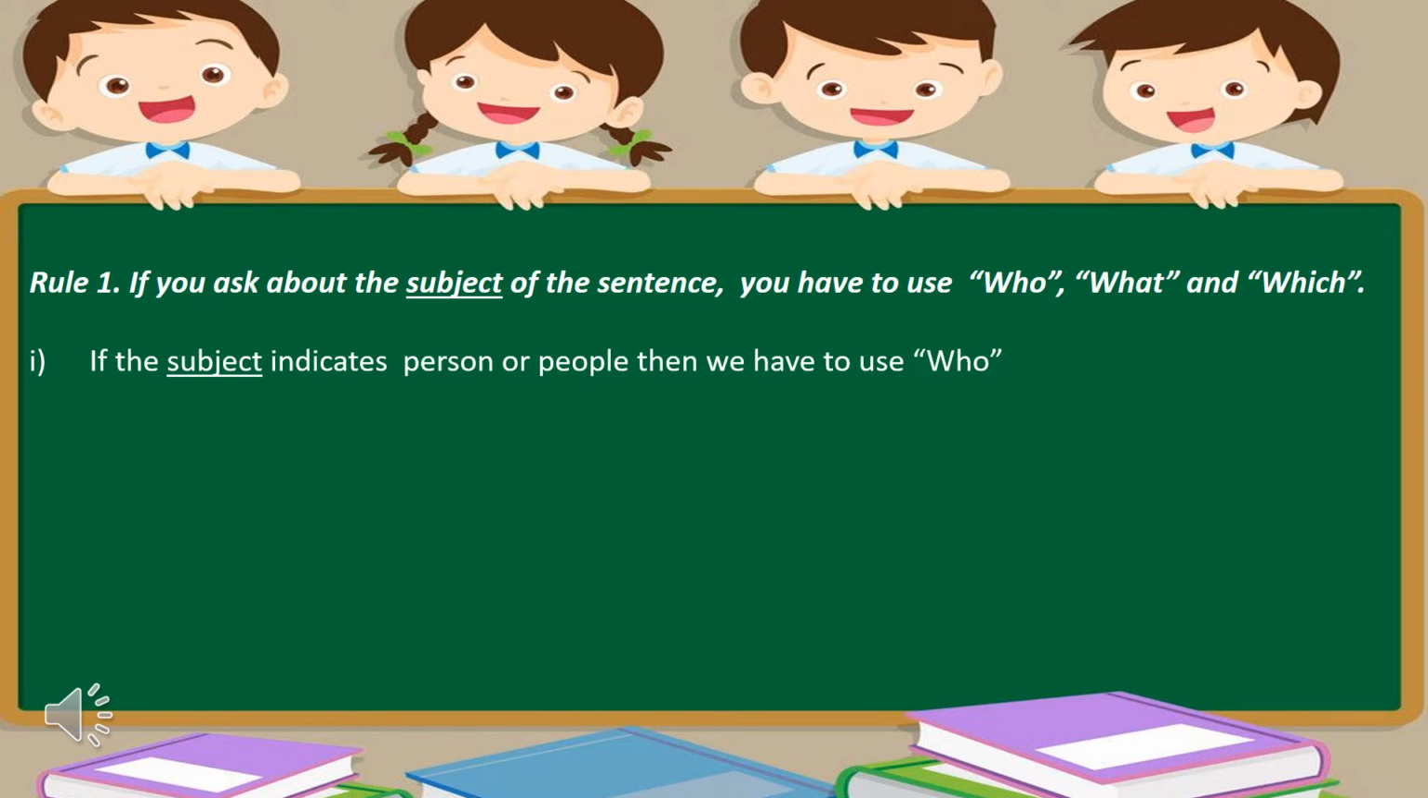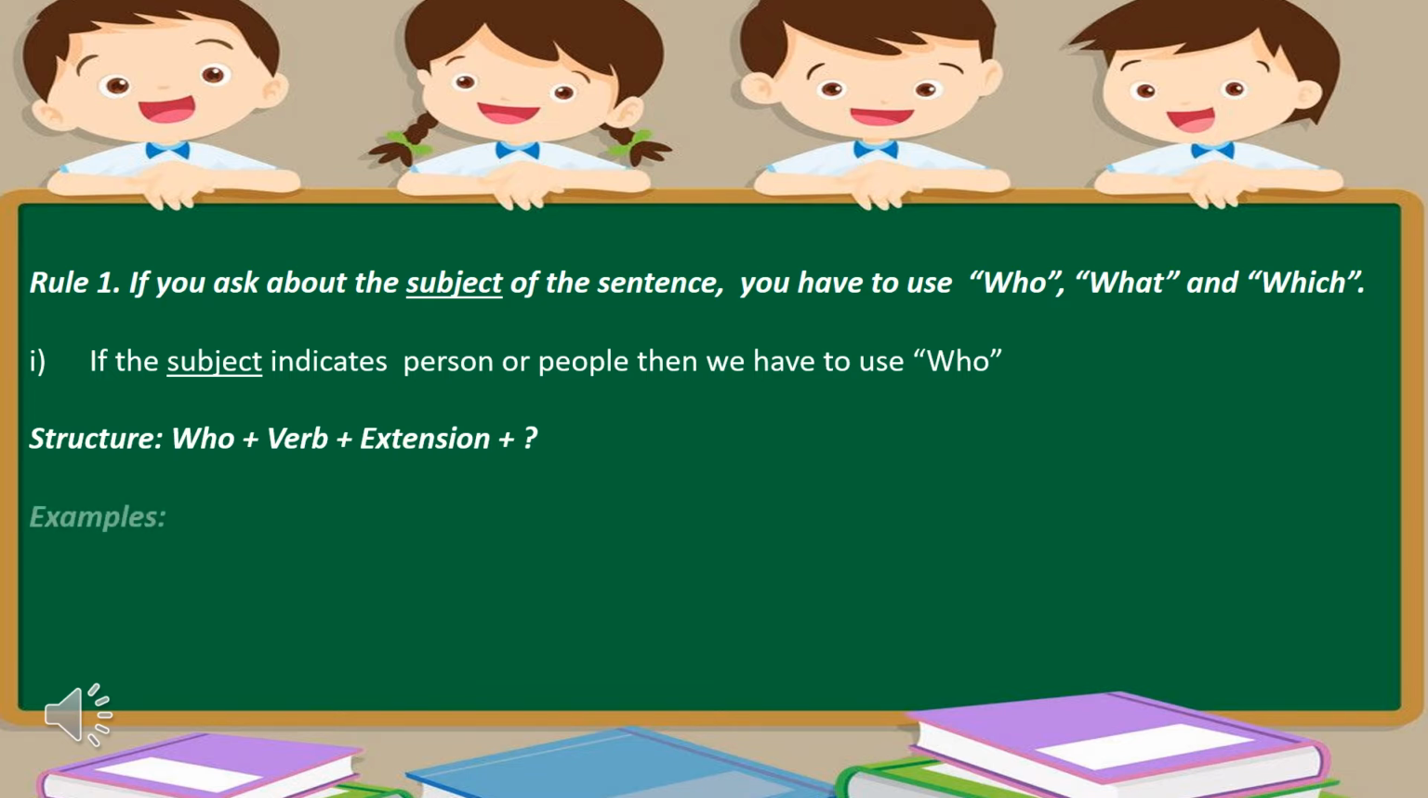Now the question is, when should we use who? If the subject indicates person or people, then we have to use who. We had learned that who always indicates a person. So the structure of this rule is who plus verb plus extension or the rest of the sentence plus question mark. Now we can see some examples.